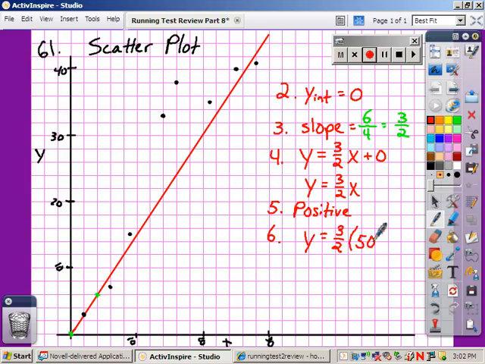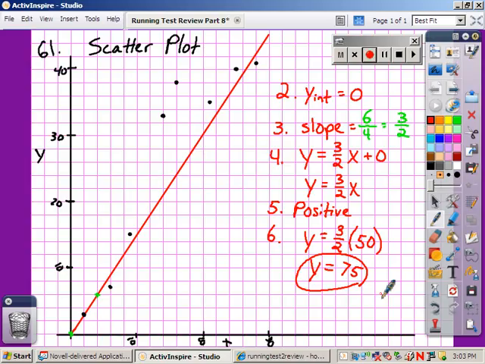This value could be x is 1,000 if you wanted it to be, some number way bigger than what you have on your graph. The point is to use your equation to determine what the value will be. So I'm substituting in x equals 50, putting a 50 in for x. I'm going to get an answer for y. That is 50 times 3, which is 150, divided by 2 is 75. So this is how you deal with a scatter plot.